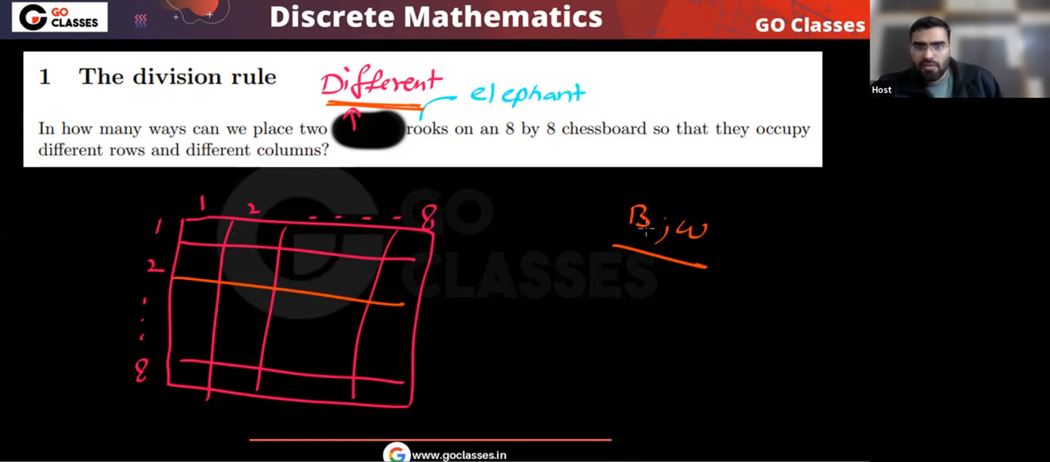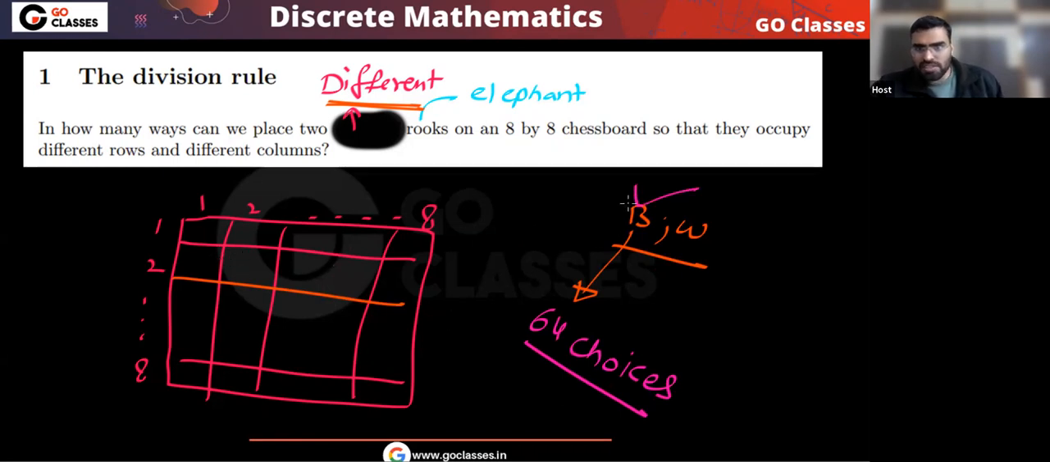So tell me, for this black, how many choices do I have? 64 choices. Yes or no? For this black rook, I have 64 choices. I can put it anywhere.